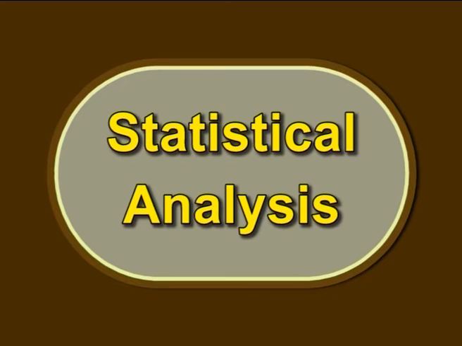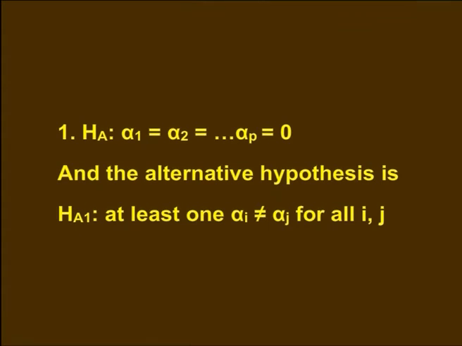Statistical analysis. In two-way ANOVA, we are interested in testing the equality of p treatment means as well as the equality of k group means. Hence, the first hypothesis is HA: alpha 1 is equal to alpha 2 etc. is equal to alpha p is equal to 0, and the alternative hypothesis is HA1: at least one alpha i not equal to alpha j for all i and j.